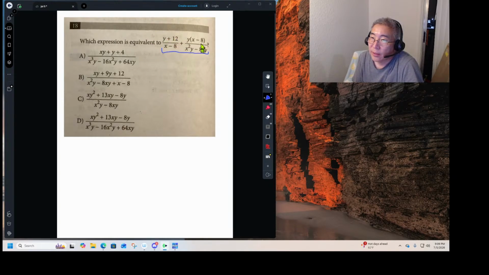So I got this fraction plus a fraction, and they have combined it into one fraction. Well, to do that, we just need to find a common denominator, right? So what's the common denominator of x minus 8 and x squared y minus 8xy?